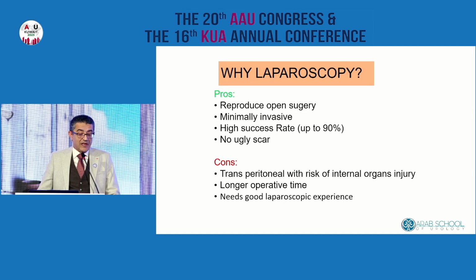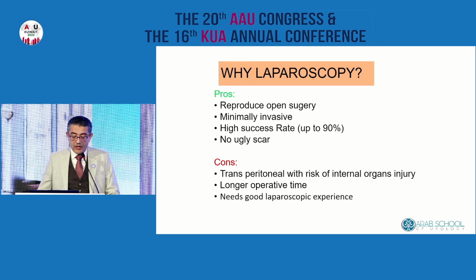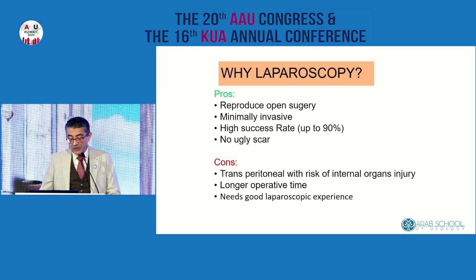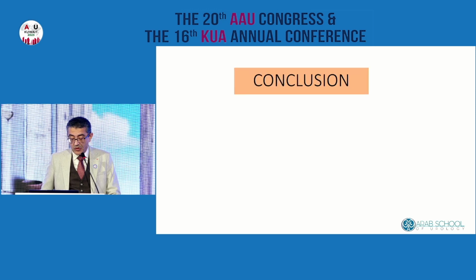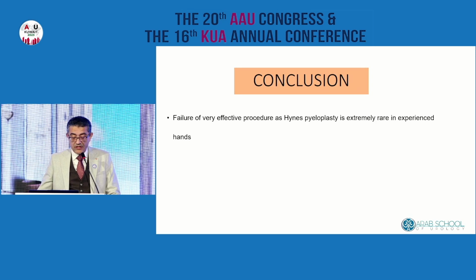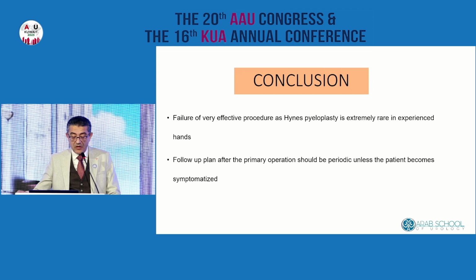So why laparoscopy? At the end, the pros are that it reproduces the open surgery. It's minimally invasive, with a high success rate and no ugly scar. What is sometimes difficult is that it's transperitoneal, with the risk of injury to internal organs, the longer operative time, and it needs good laparoscopic experience. So the conclusion here: failure of a very effective procedure such as Anderson-Hynes pyeloplasty is extremely rare in experienced hands, but it could happen. So the follow-up plan after the primary operation should be periodic, unless the patient becomes symptomatic.